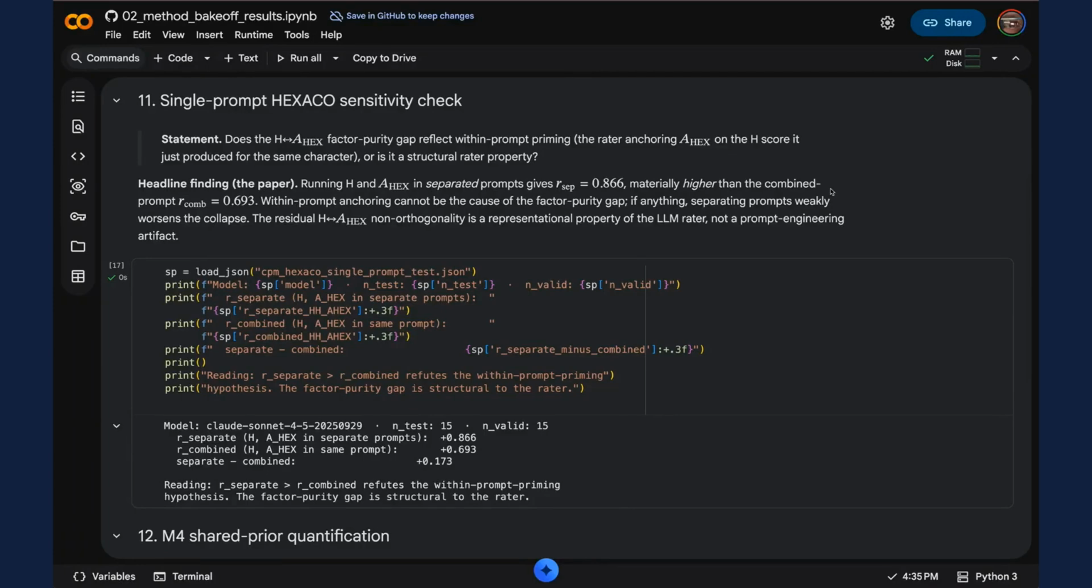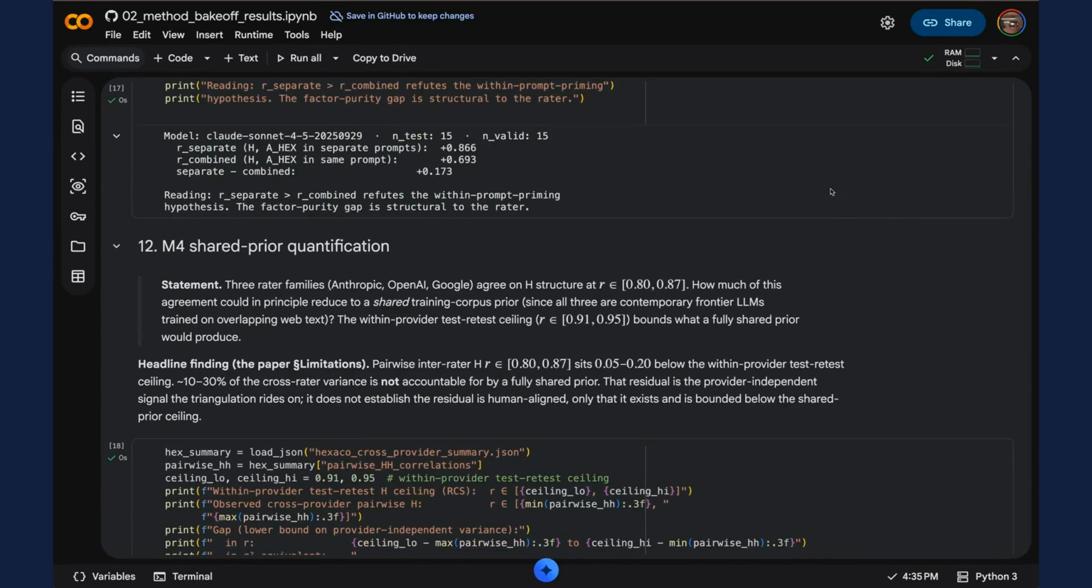Section 11 rules out prompt priming. Asking H and HEXACO agreeableness in separate prompts gives a higher correlation than asking them together, 0.87 versus 0.69. The factor purity gap is structural to the rater, not a prompt engineering artifact.